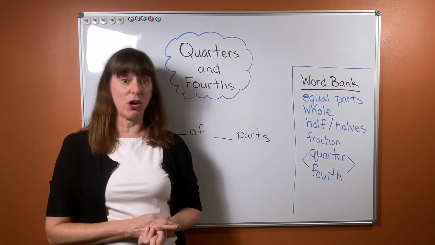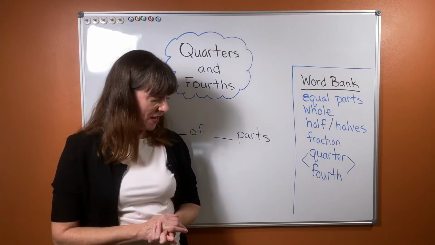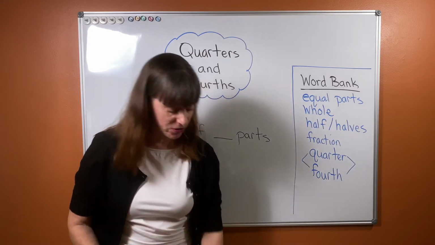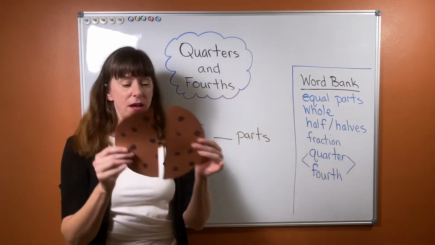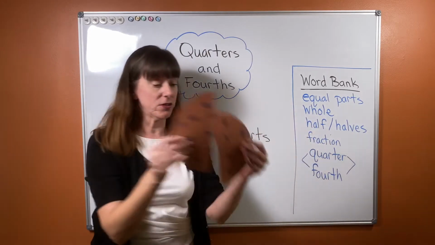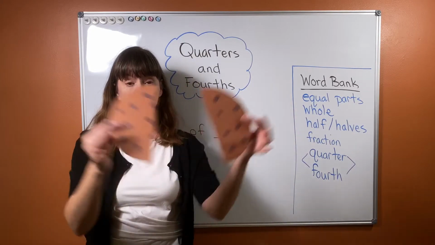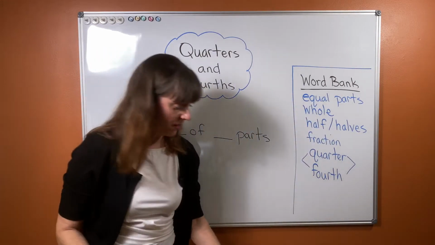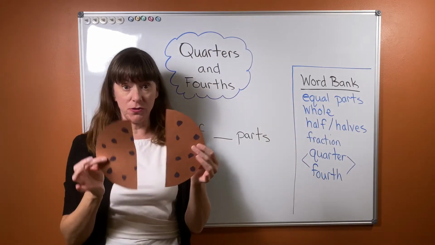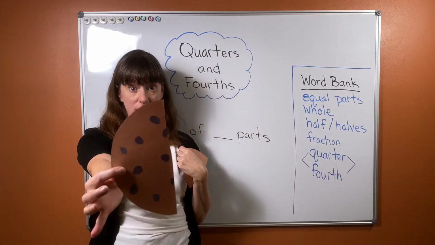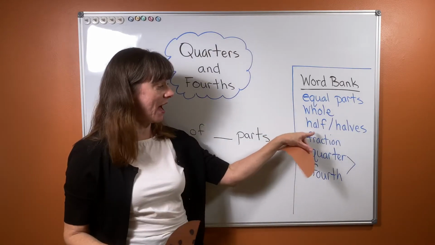We have been talking about two-dimensional shapes, and we have been talking about equal parts of those two-dimensional shapes. So remember, we had our whole cookie, and we divided it into two equal parts. They were equal. And when we have two equal parts, we refer to those as halves. One of those two equal parts is a half.